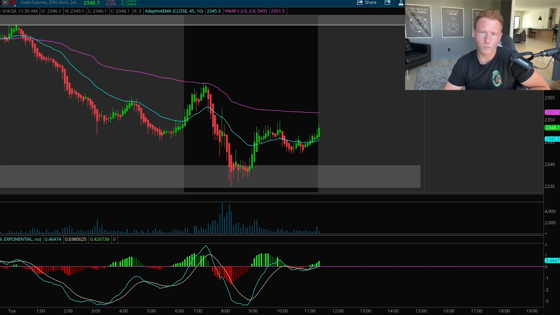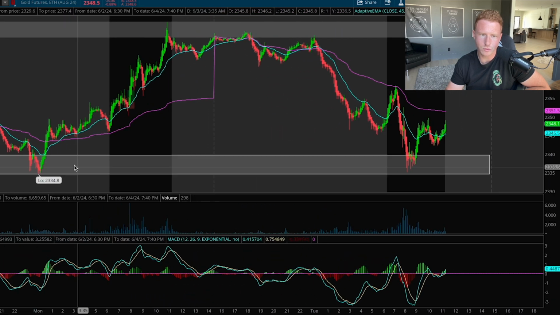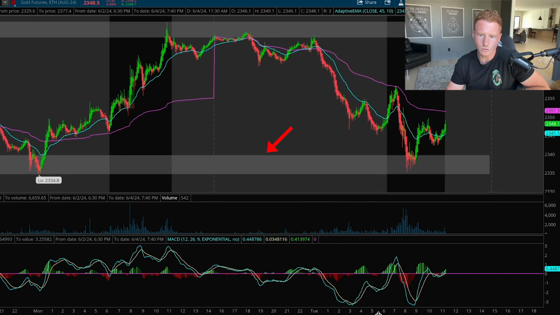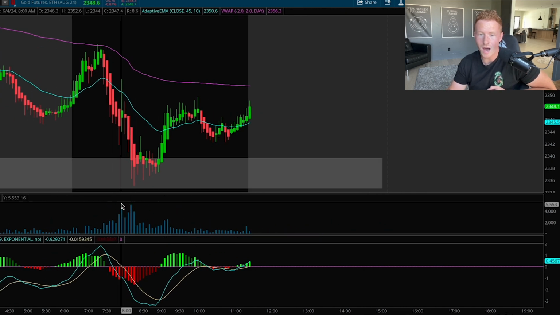Basically, the way this setup works, it's very simple. This is a reversal setup. And essentially, all I'm doing here is looking for key levels. Okay, so we had a key level of support. This is yesterday's lows on gold. Essentially, what we did was we came down to this level and we saw a high increase of volume. Okay, so those are the first 2 steps.